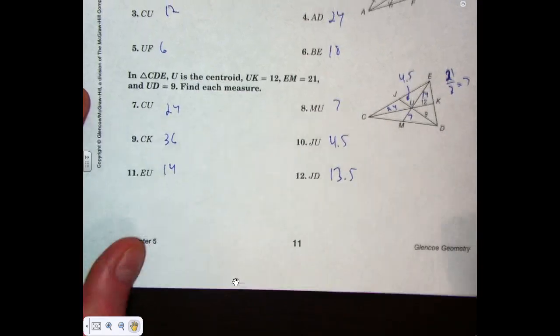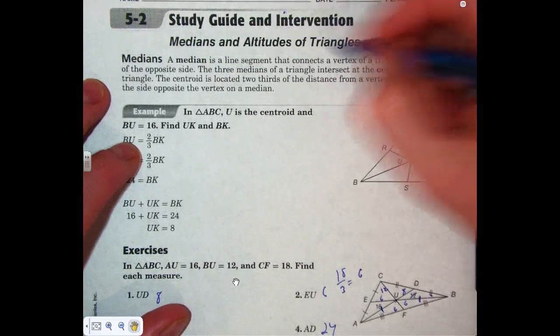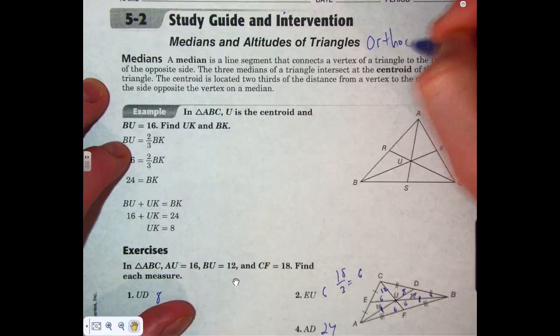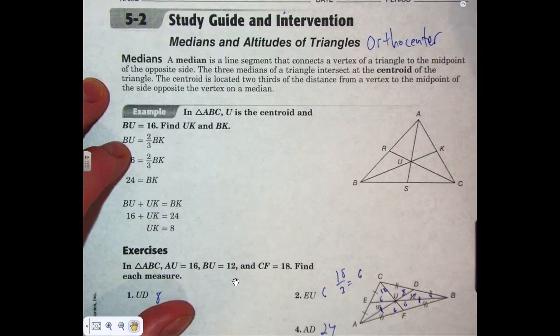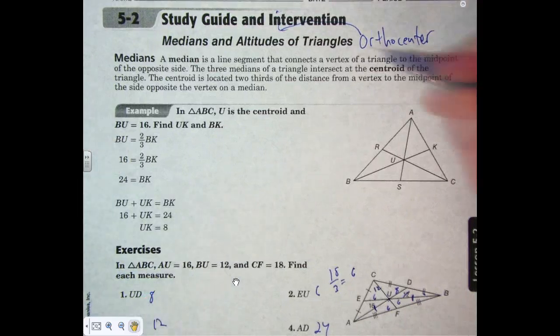And that's basically it. The altitudes create, again, the orthocenter. The altitudes create the orthocenter. But really that has no purpose for us. It just exists. It's the medians that are important.